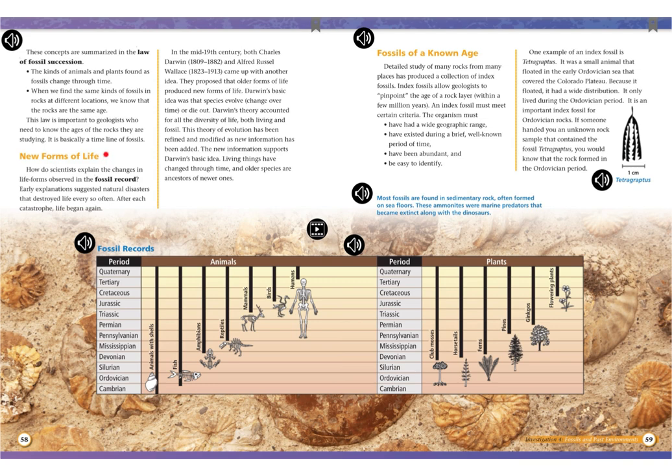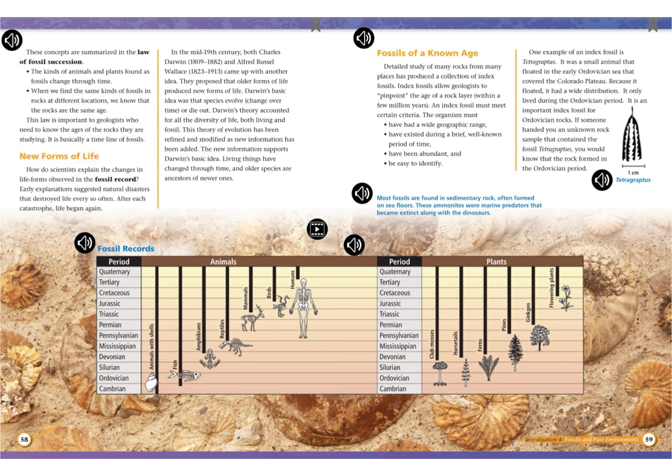New forms of life. How do scientists explain the changes in life forms observed in the fossil record? Early explanations suggested natural disasters that destroyed life every so often. After each catastrophe, life began again. In the mid-19th century, both Charles Darwin, 1809 to 1882, and Alfred Russel Wallace, 1823 to 1913, came up with another idea. They proposed that older forms of life produced new forms of life.